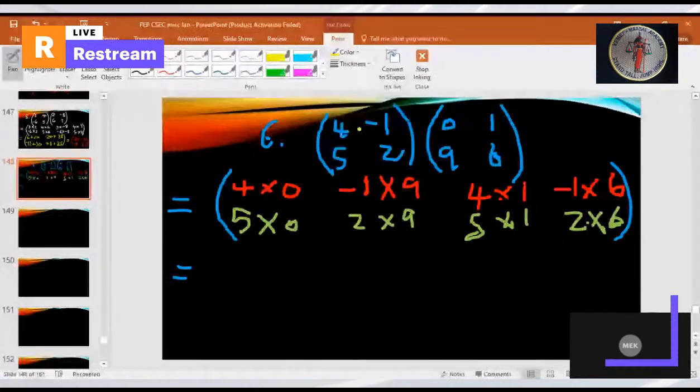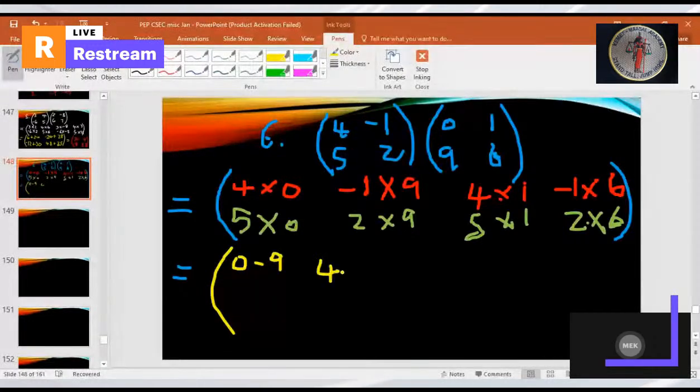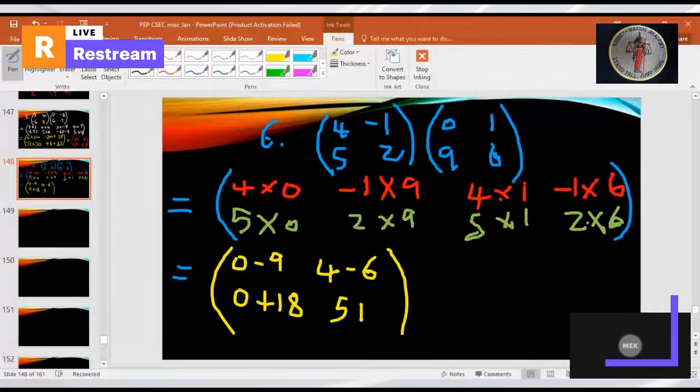So the 4 times 0, that gives 0. Negative 1 times 9 is negative 9. 4 times 1 is 4. Negative 1 times 6 is negative 6. 5 times 0 is 0. 2 times 9 is 18. 5 times 1 is 5, and 2 times 6, that's a positive 12.